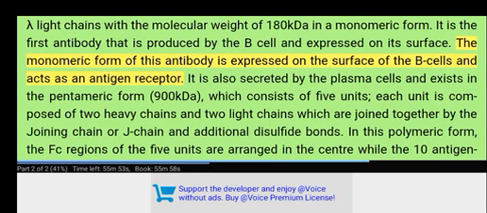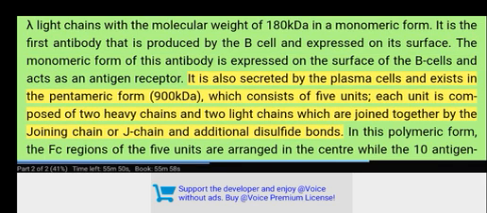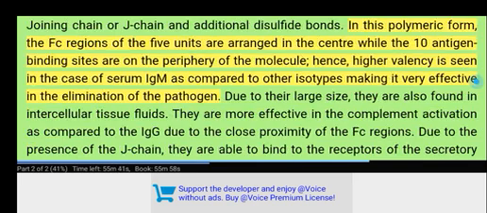It is also secreted by the plasma cells and exists in the pentameric form, 900 kDa, which consists of 5 units. Each unit is composed of 2 heavy chains and 2 light chains, which are joined together by the joining chain or J chain and additional disulfide bonds. In this polymeric form, the Fc regions of the 5 units are arranged in the center while the 10 antigen binding sites are on the periphery of the molecule.